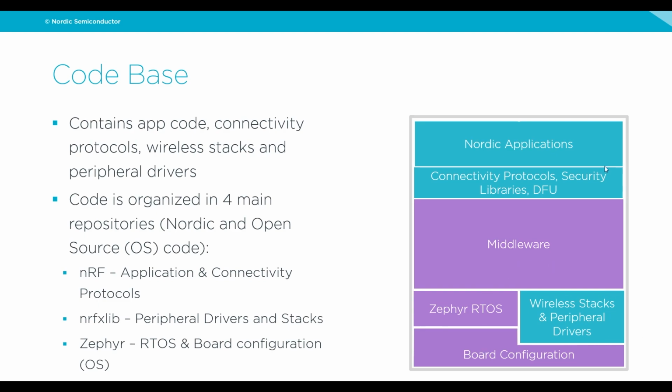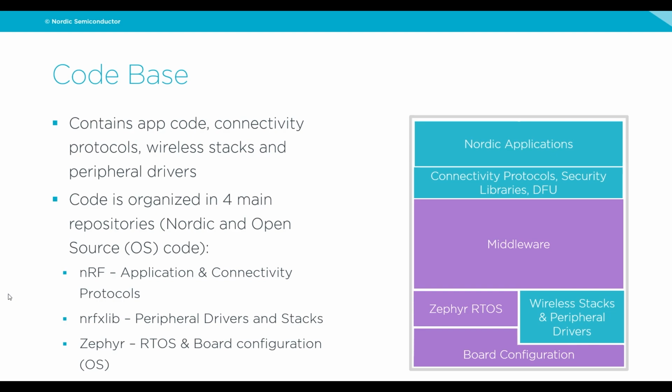As you can see from the figure on the right, we have some code which is blue and some that's purple. The blue code is the Nordic specific code, so that's code that we write ourselves, and the purple is open source code, such as the Zephyr RTOS, for example.